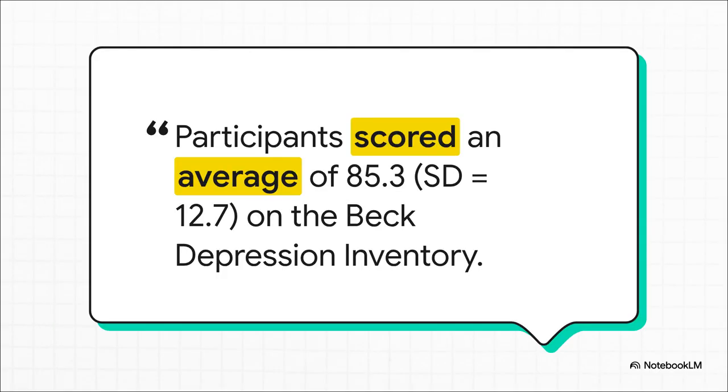And the result might look a little something like this. It gives you the average. And see that SD? That stands for standard deviation. It's basically a single number that tells you how spread out everybody's scores were. Were they all clustered together or all over the map? It's a really clear, concise summary of the who.